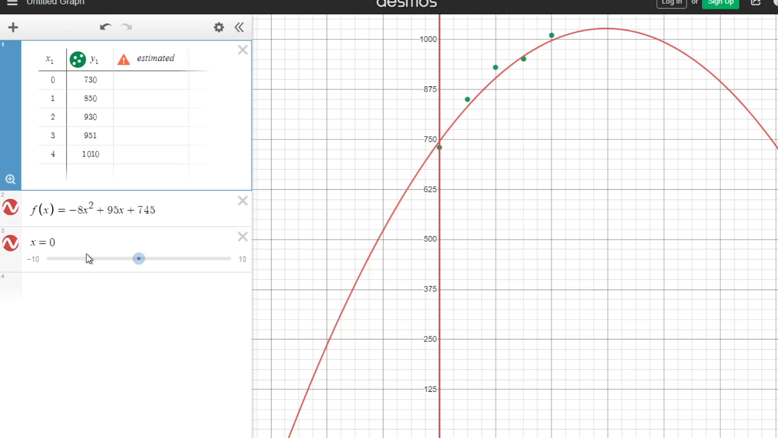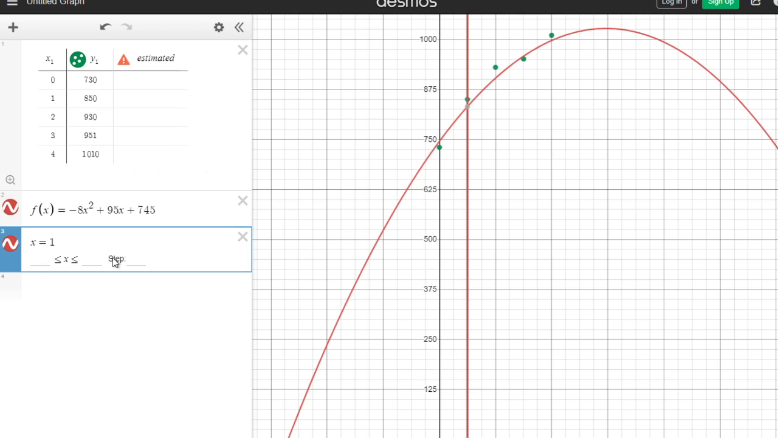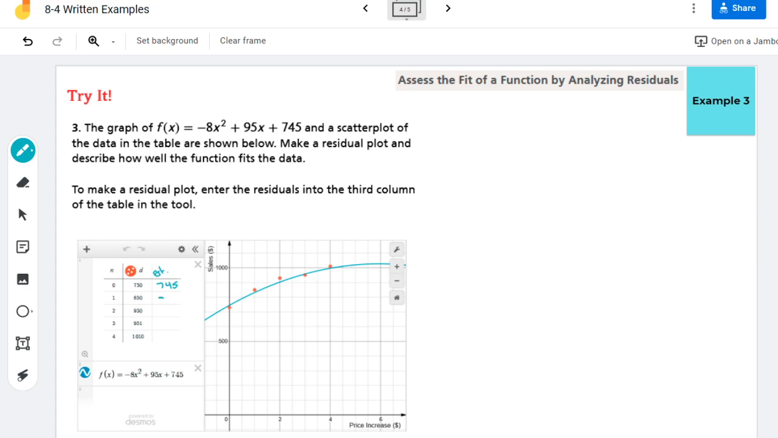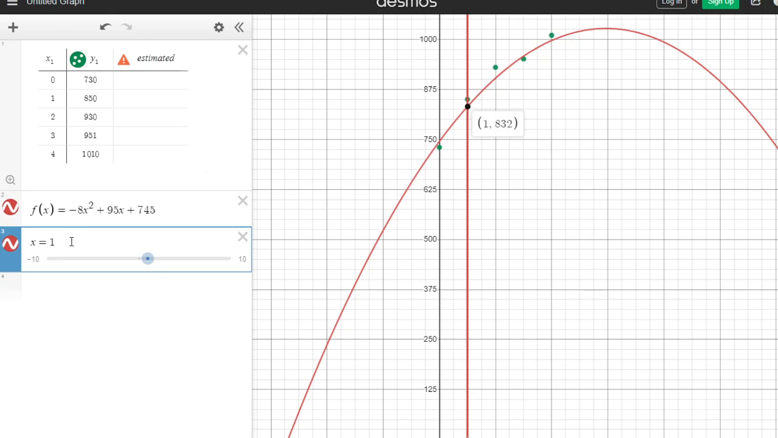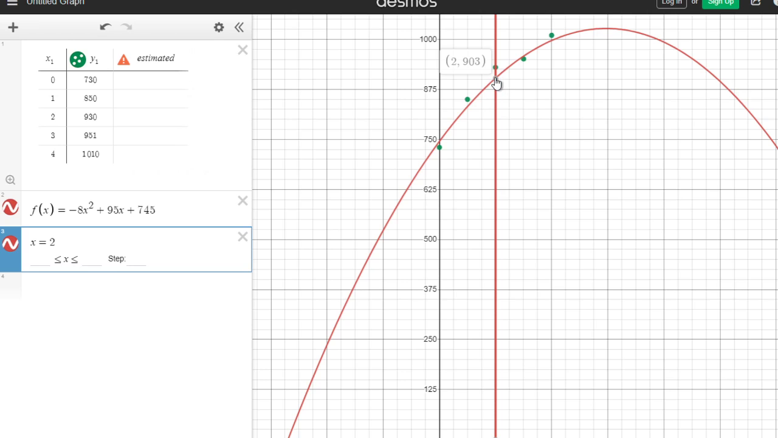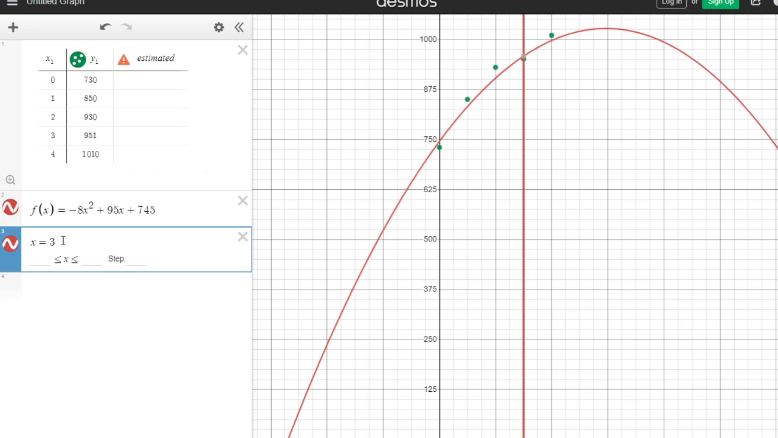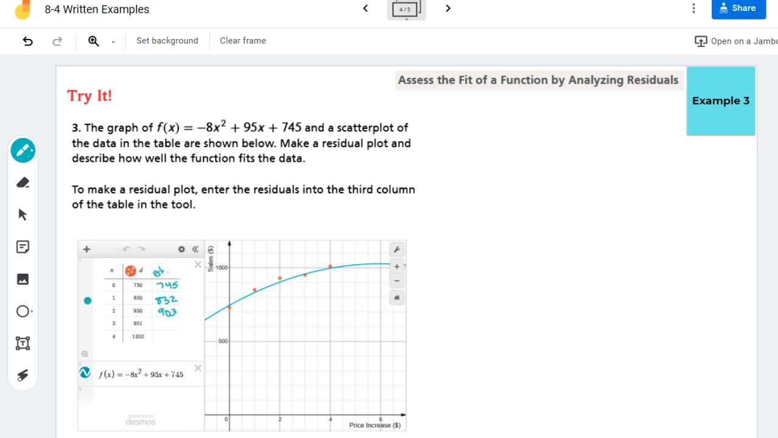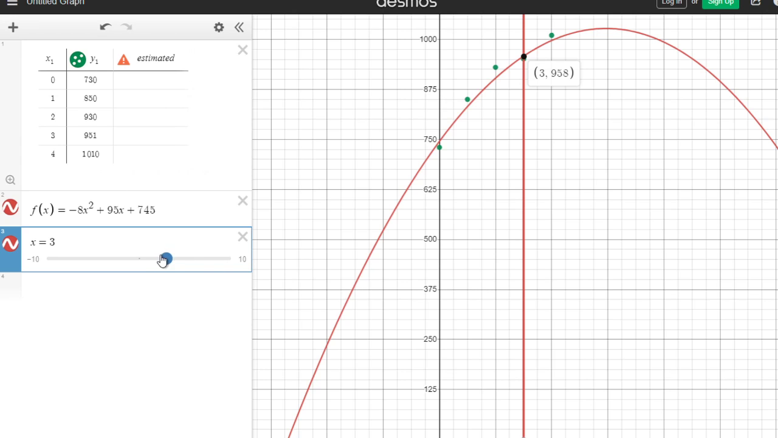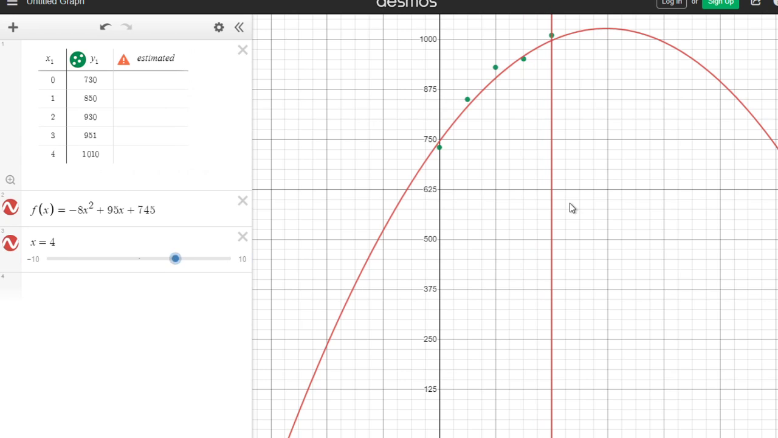Alright, so now let's try it when x equals 1. When x equals 1, my estimate is 832. When x equals 2, my estimated value is 903. When x equals 3, my estimated value is 958. And when x equals 4, 1010.